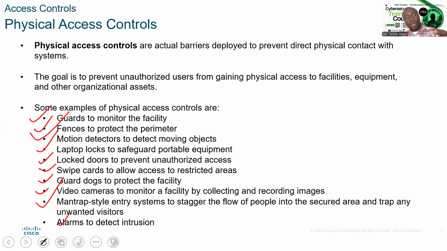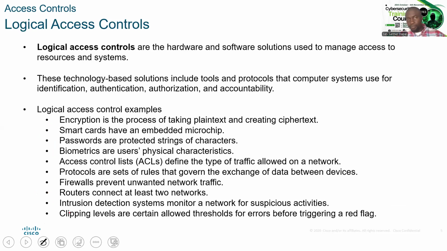Now, these items that we have just itemized basically help you to ensure somebody does not physically gain access to the equipment. So how about the logical control? Logical access controls are the hardware and software solutions used to manage access to resources and systems. These technology-based solutions include tools and protocols that computer systems use for identification, authorization, and accounting.